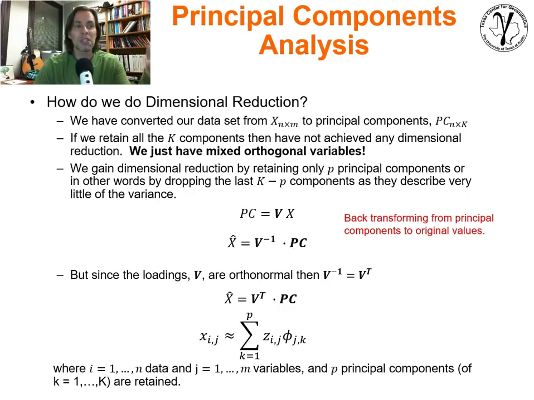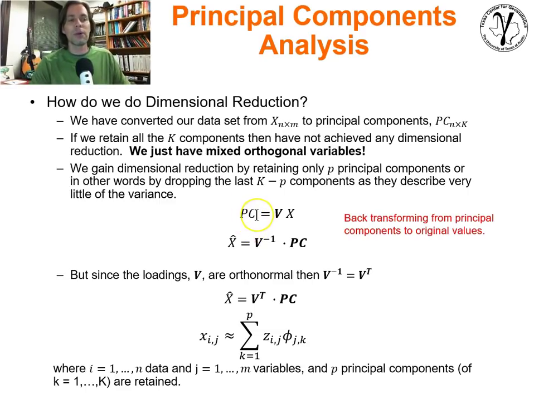Now, how do we do dimensional reduction given the fact that we've just calculated these principal component loadings? We have a matrix V with all of them. Well, what we need to do is take and convert our data set to principal component scores, to the actual principal component arrays. If we retain all of the K components, we're not going to achieve any dimensional reduction. When we transform back to the original data, it'll be exactly the same as we had before. We gain dimensional reduction when we only retain the first P principal components. If we have a problem with 6 dimensions and we retain 3 principal components, we'll take the first, the second, the third, and we'll leave out the 4th, 5th, and 6th because they describe the least amount of variance. They're the least useful components to us.